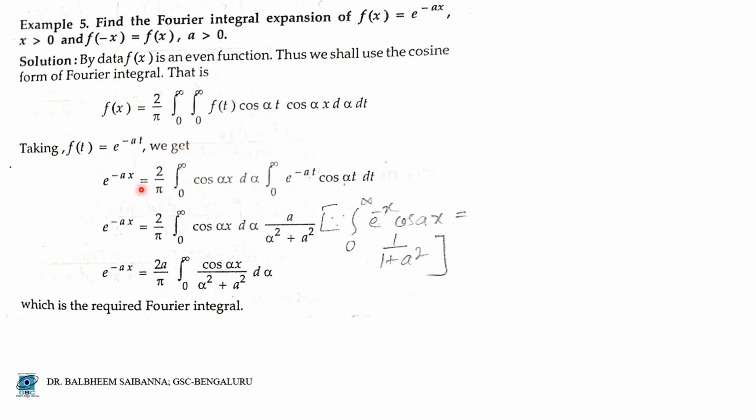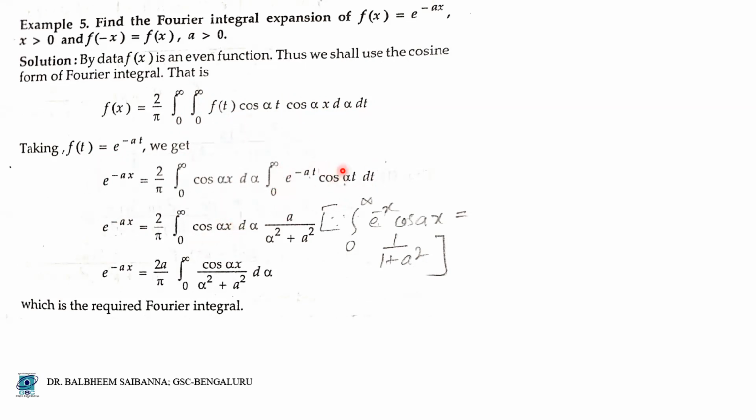We get e to the power of minus x is equal to 2 by pi. Here again we split these two integrals in this form. First integral 0 to infinity, we write cos alpha x d alpha. Then the second integral we write 0 to infinity, and we substitute the value of the function. Here f of t is e to the power of minus t, we write cos alpha t dt as it is. Then the left hand side as it is and the first integral as it is, this one here.